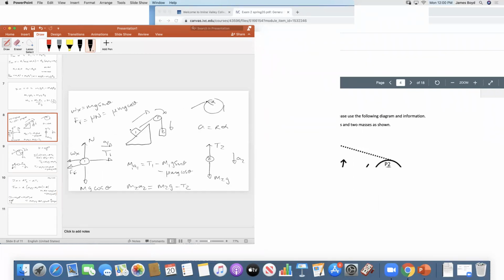Yeah. So if I gave you, let's say I said this guy was 5 kilograms and this was 10 kilograms, and this had a mass of 1 kilogram and a radius of 0.5 meter, right? You could find the I of this would be 1 times 1/2 squared over 2, or 1/8 is what that would be.